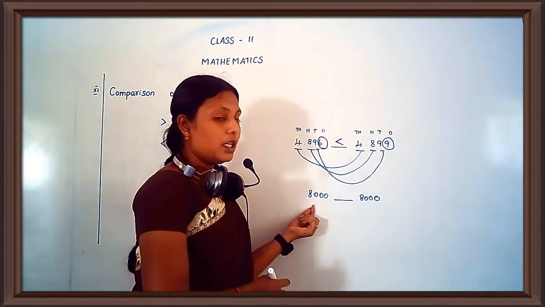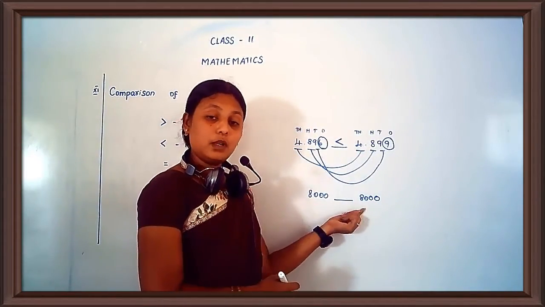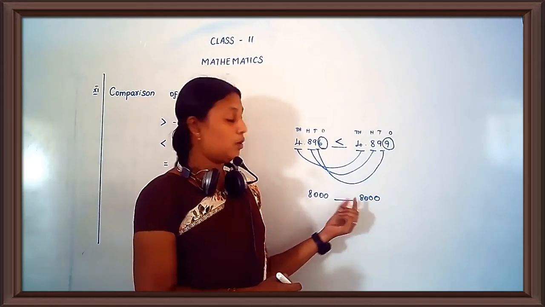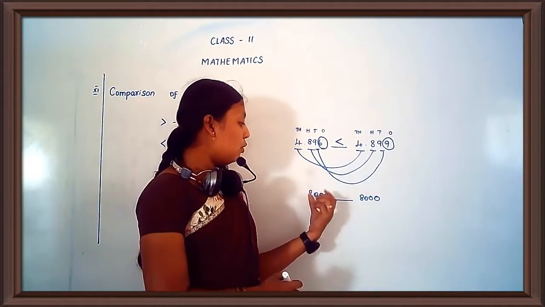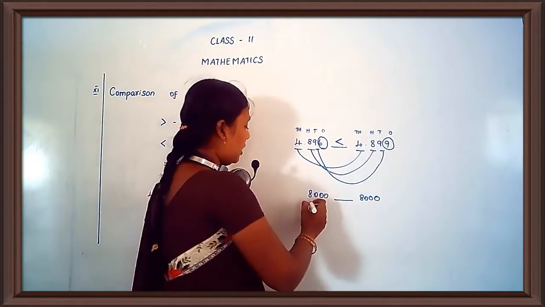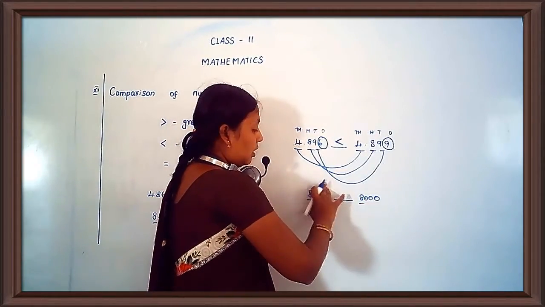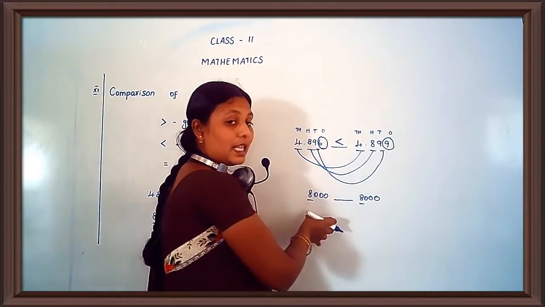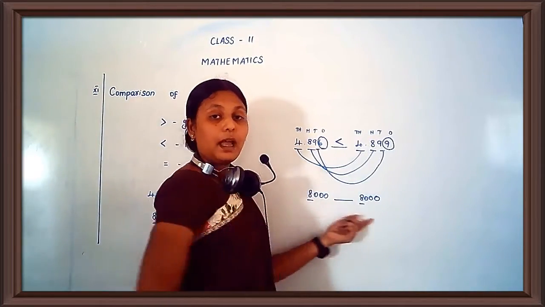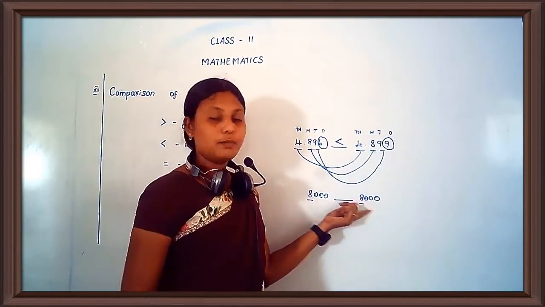This is how many digit number? 4 digit number. This one is how many digit number? 4 digit number. Okay, both sets are 4 digit number. Then we have to start by comparing the digits of the number on the left hand side. 8000 and 8000. Both sides are the same number. Yes, 8000 and 8000. So we have to use the symbol for equal to.